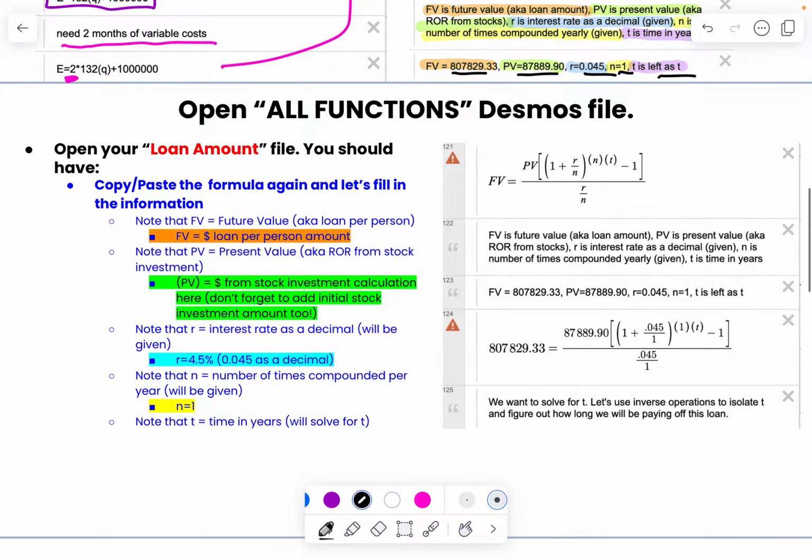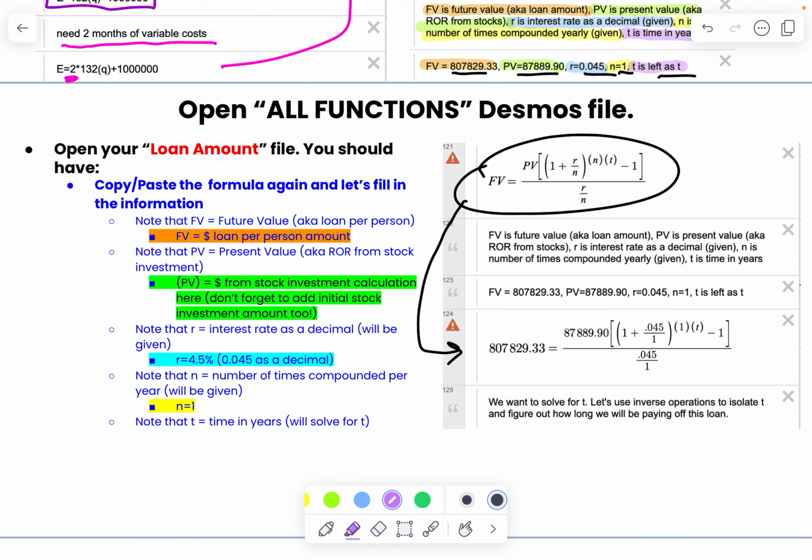Okay, so again, you're going to want to copy and paste this formula down here, but instead of FV, you're going to take this amount and replace it. For your present value, however much you earned from your stocks, you're going to replace it. The interest rate that I gave you, 4.5%, you're going to delete the letter R and replace it with 0.045.